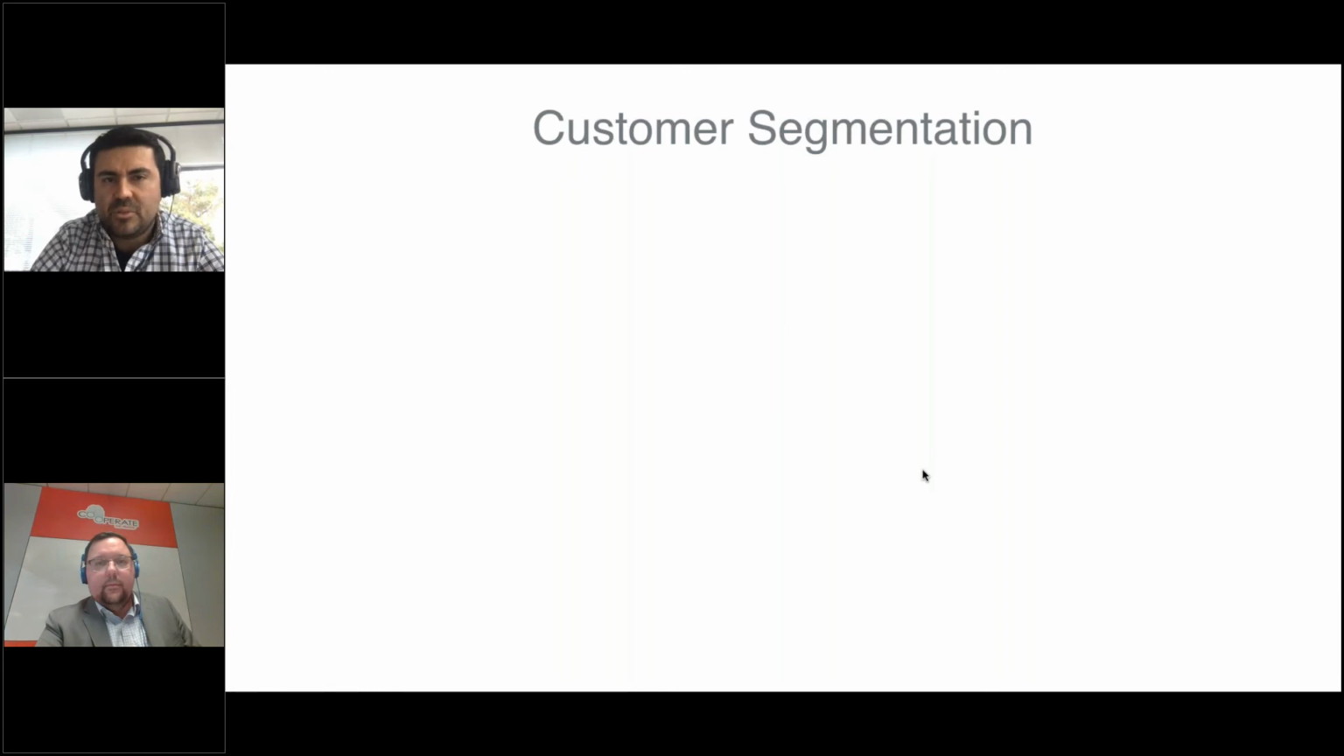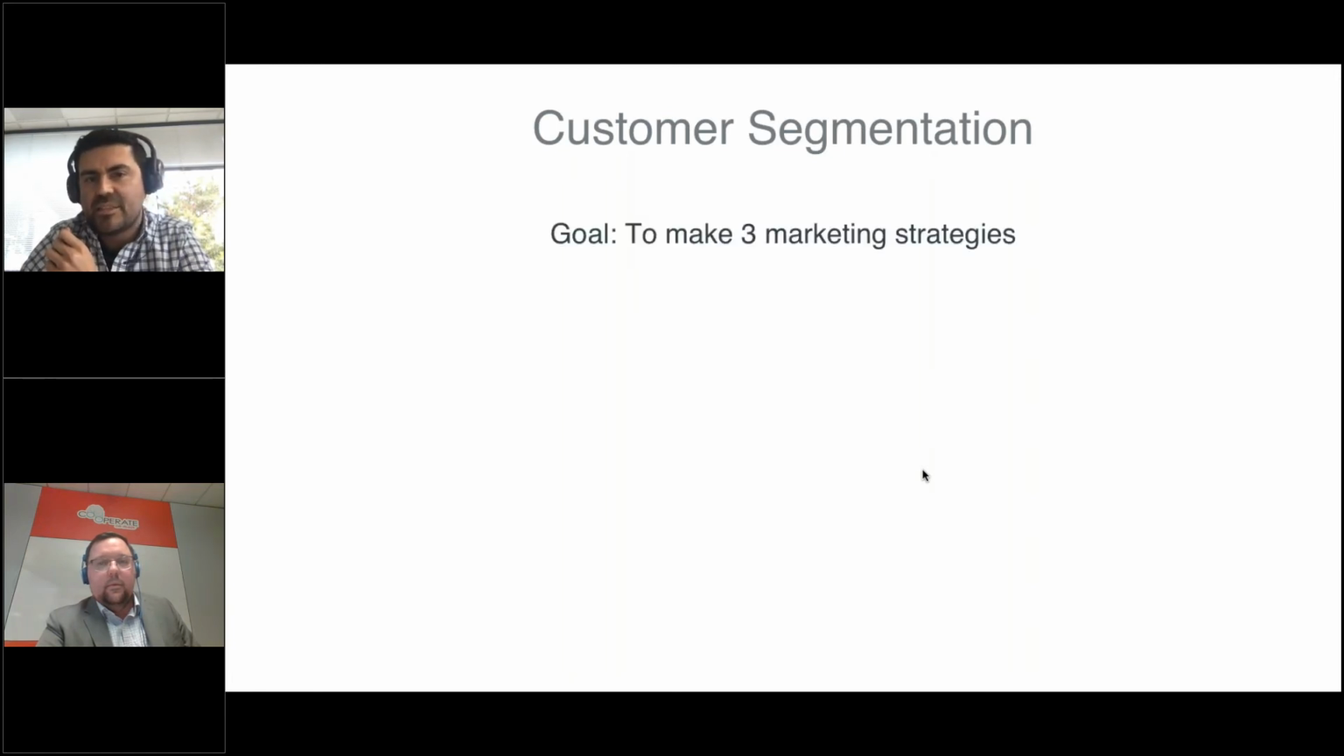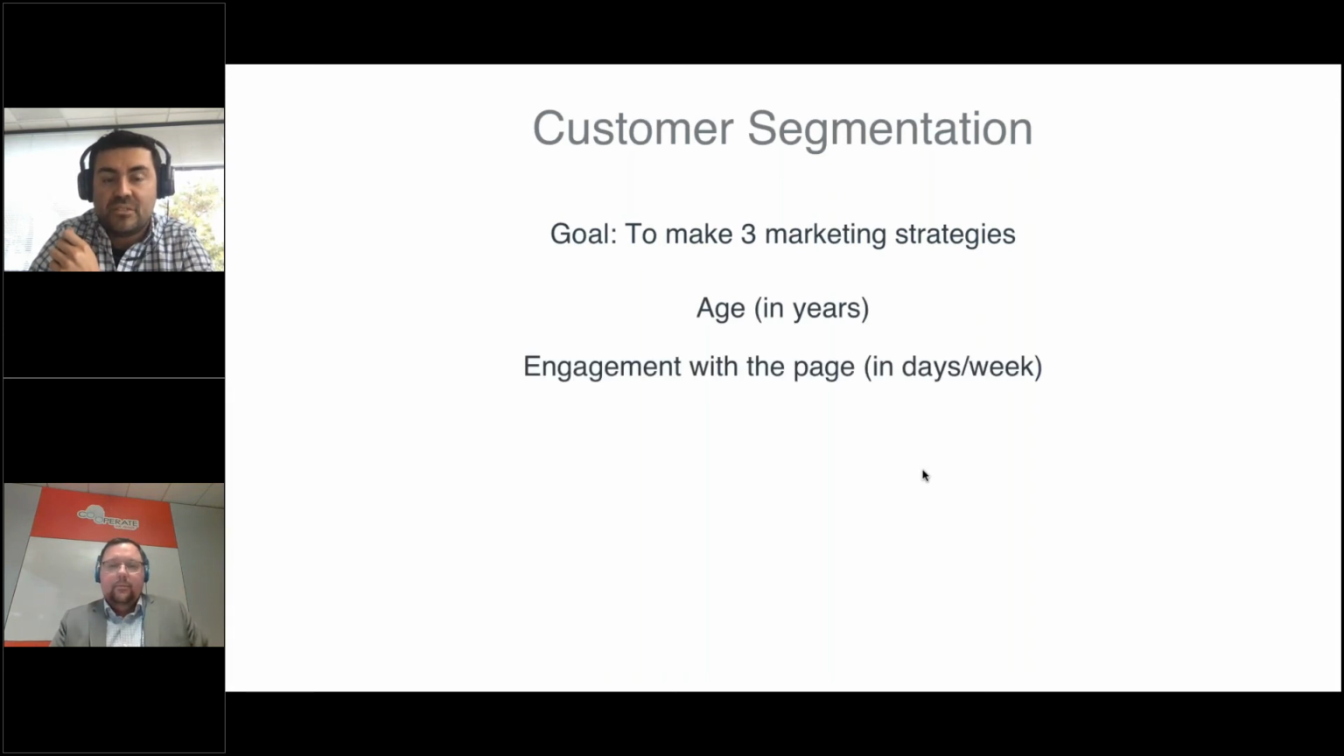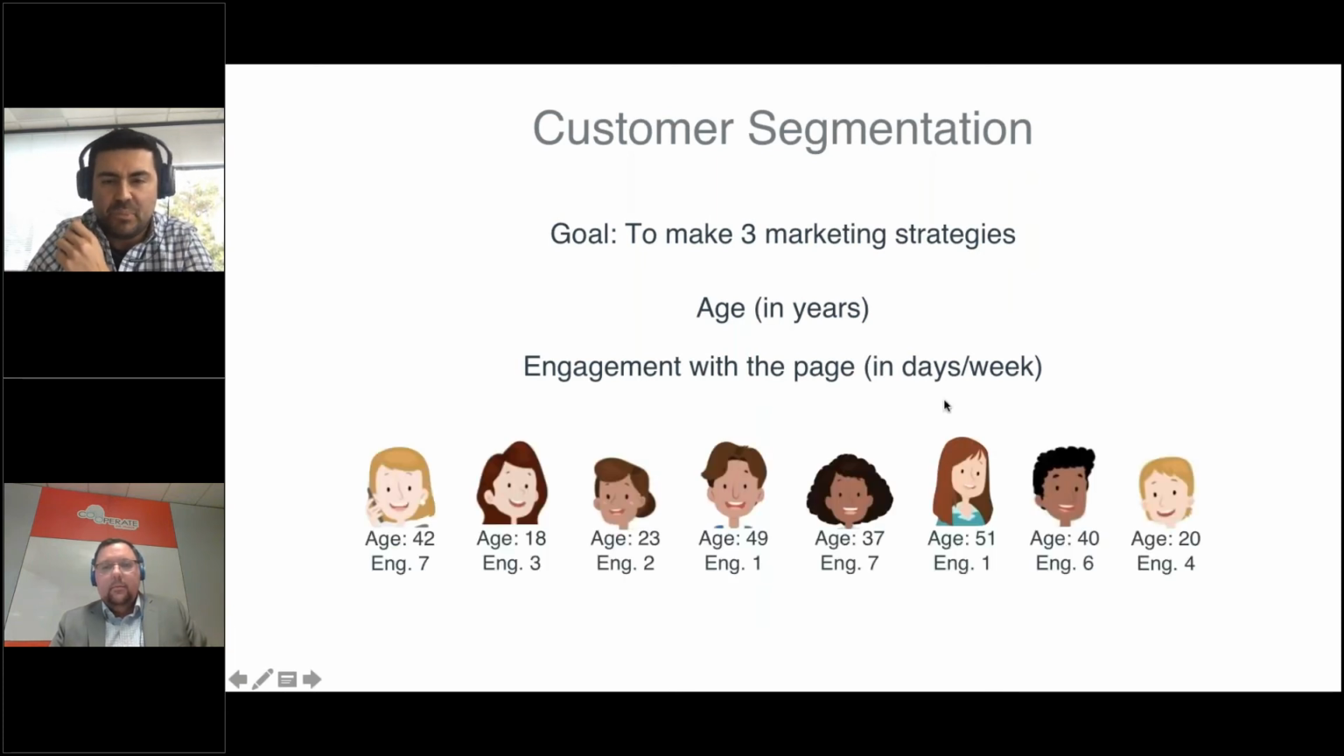So I'm going to give you the following problem. Let's say we're a company and we want to make a marketing strategy for our customers. We actually want to make 3 different marketing strategies aimed at 3 different sets of customers. For our customers, we have 2 pieces of information: the age in years and the engagement with our hypothetical page, like how many days a week they are engaging with our page or with our app or whatever.